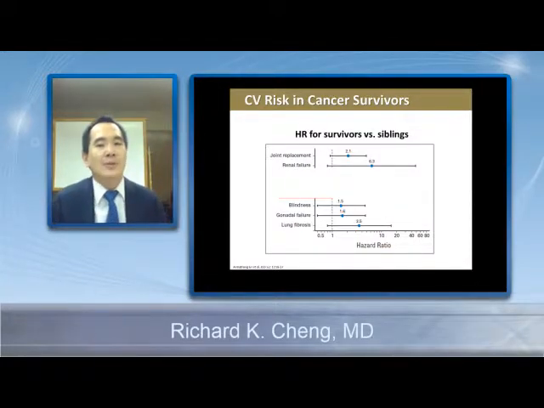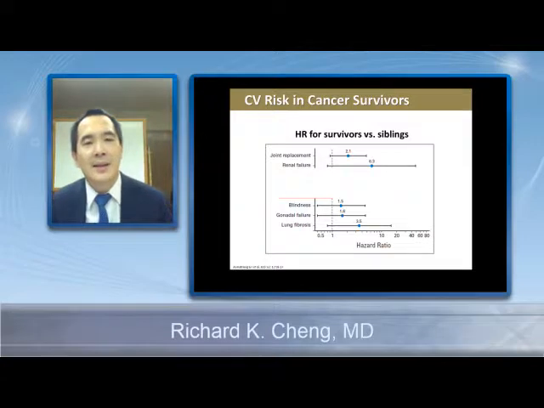Looking at this from a hazard ratio perspective, so again, these are survivors of childhood cancer. In this case, 1 is neutral. Anything to the right of 1 means that your risk is higher. To the left of 1, your risk is lower. If you cross 1, it's not significant. So for many of these conditions, what you see is there's a trend towards increased risk, but this is not significant.